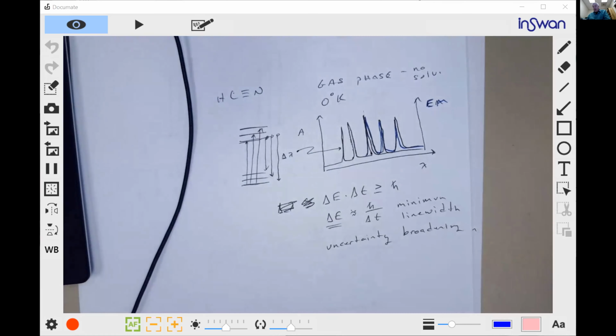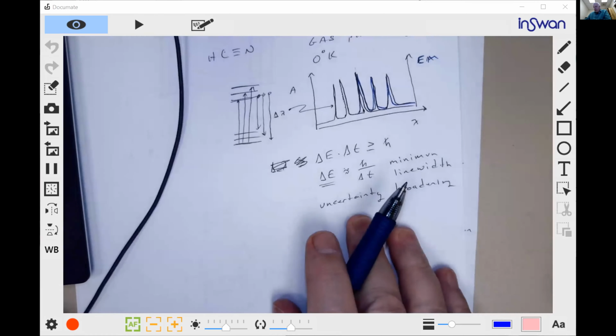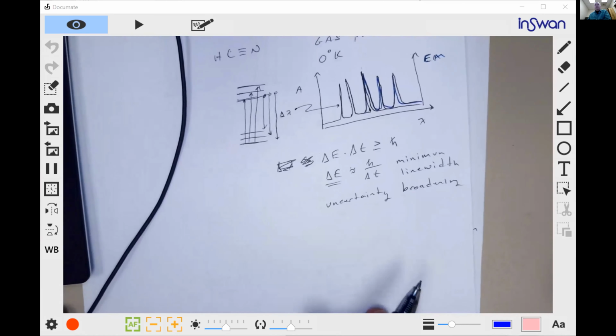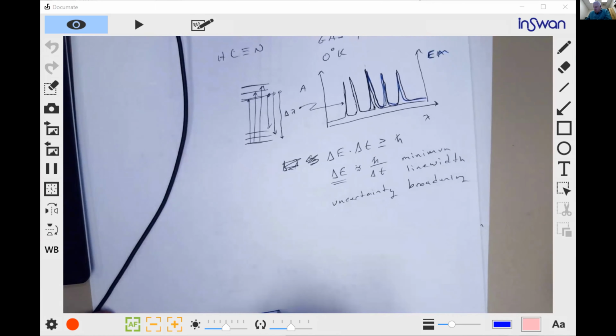Okay. So now let's consider solvation for a moment. Now we're going to try to understand solvation broadening, right? Now let's take two states right here. And this will be the cyanide in its ground state that's properly solvated, right? And so we'll draw a little solvation arrow there.